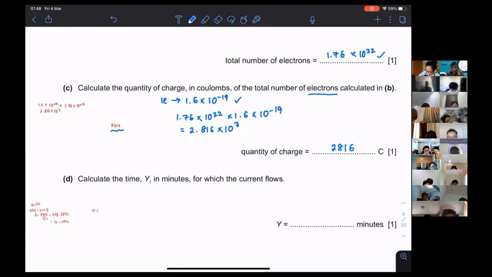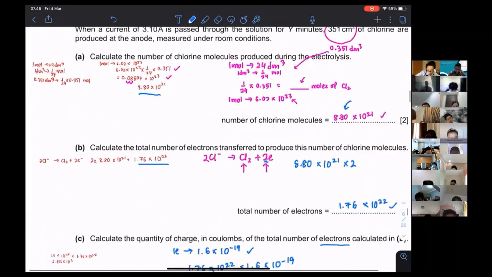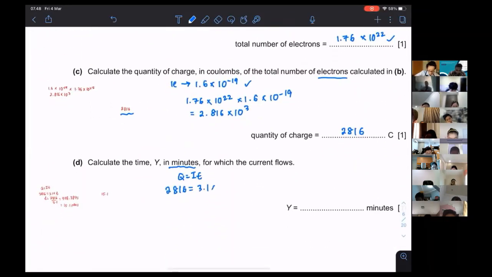Now calculate the time, in minutes. Sometimes they like to play around with this. In your formula, Q equals It, the time is measured in seconds. So you have already calculated Q as 2816, and I is given as 3.1. You just need to calculate the time, and you will get 908.387 seconds. So you need to change it into minutes.